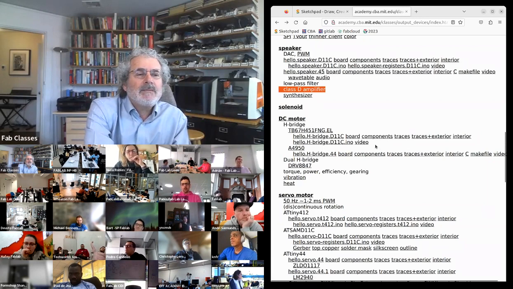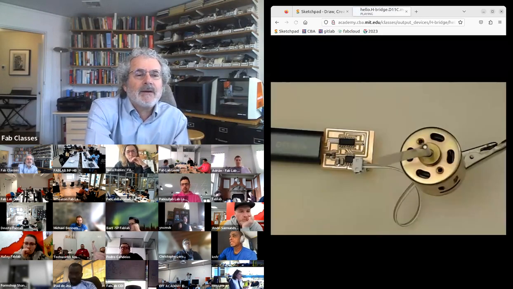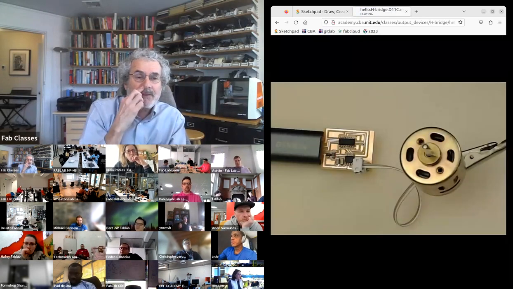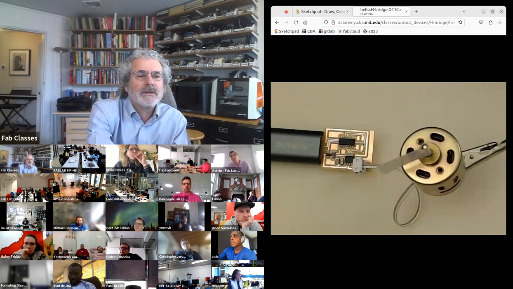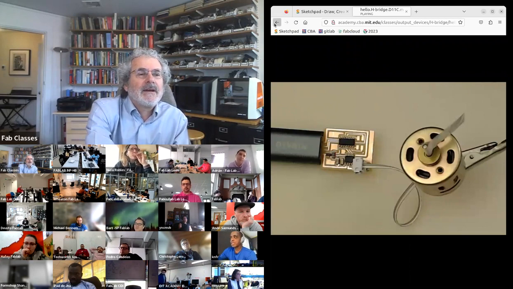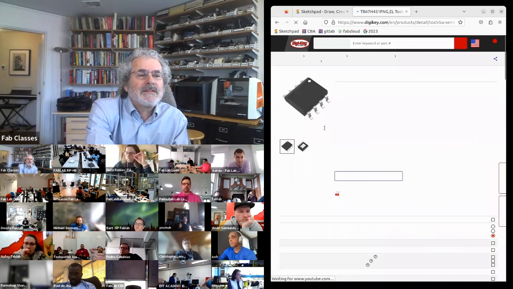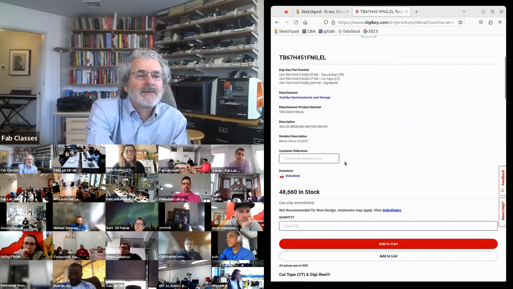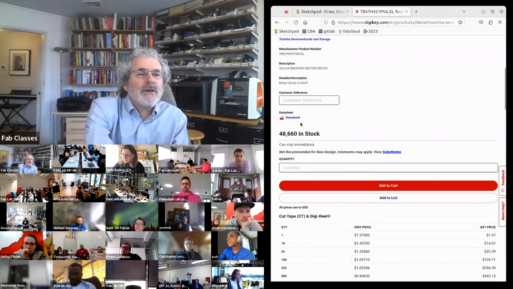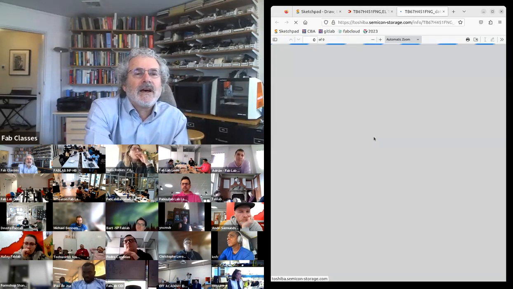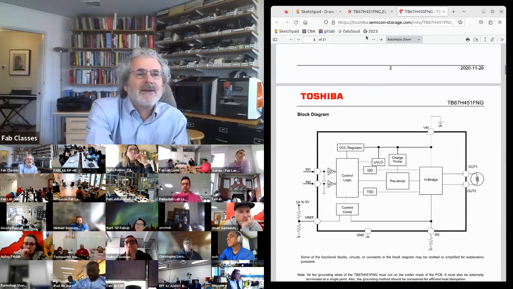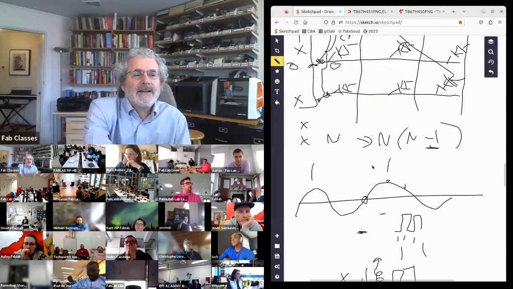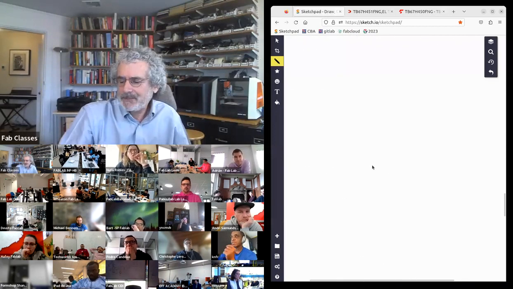Okay, now we're going to do DC motors. So this example is spinning a motor, and I'm spinning it fast and slow, forward and backwards. And I'm using this beloved part. So what's going on in this part cost $1 in quantity. And there's a lot going on here. It's an H bridge.